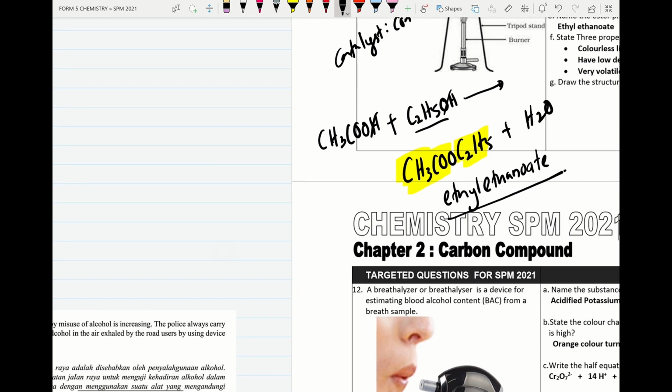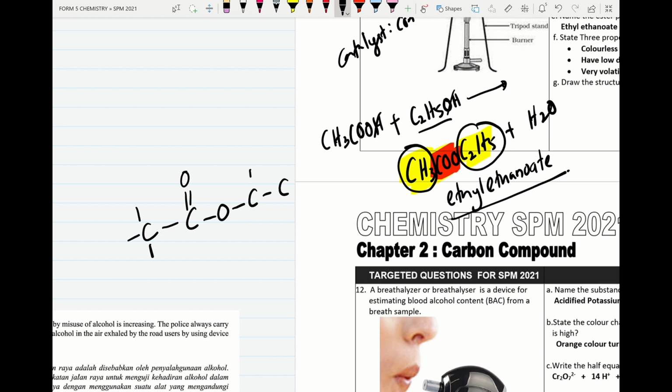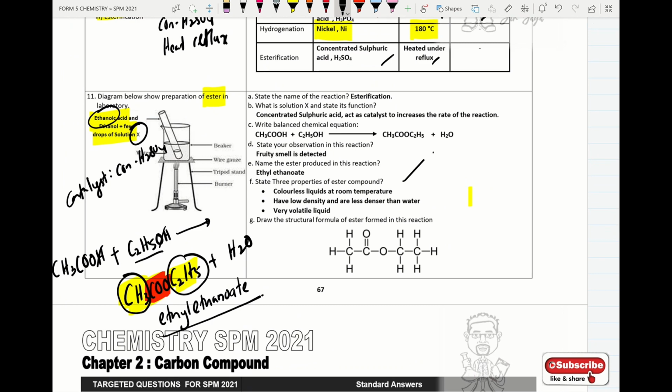How to draw the structural formula? Please start with here. Please remember the functional group of ester. Please do like this, and in front of this there is C with 2, behind here there is 1. So each carbon must have 4 bonding. So this is the structural formula of the ester. I already discussed this question in a previous video. Please check all this, the answer.